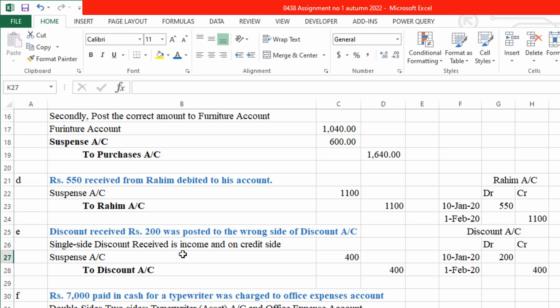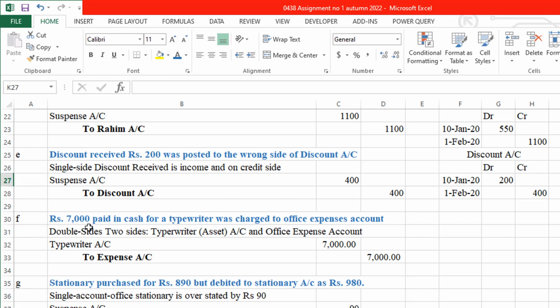We need to correct the debit side by posting it into the credit side. The expense account, again we are going to make it double. First entry is going to correct 200, and the rest 200 is going to correct the other side of the transaction. So discount account, first 200 is cancelled by the 200, and the second 200 increases our discount income.